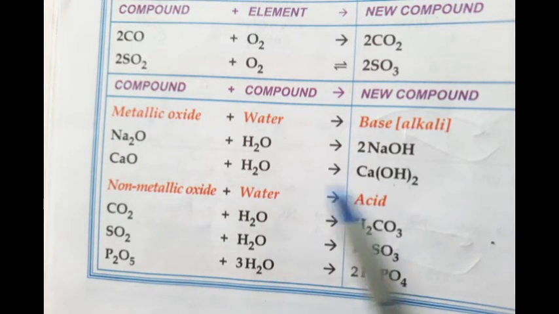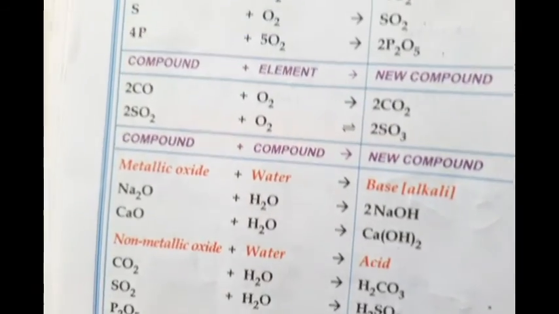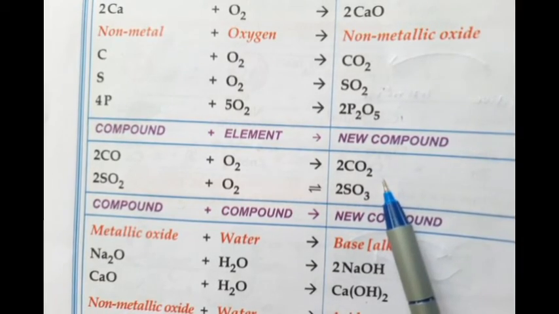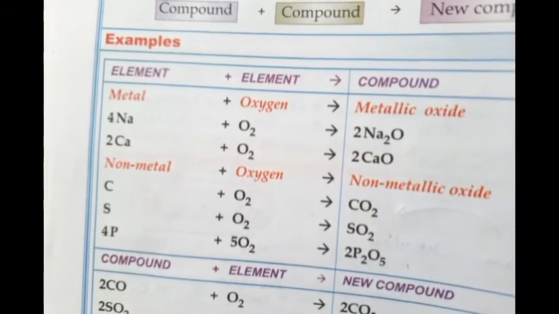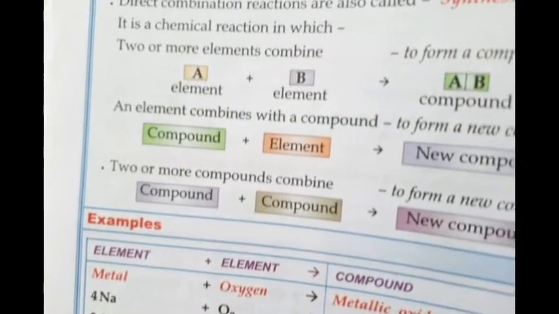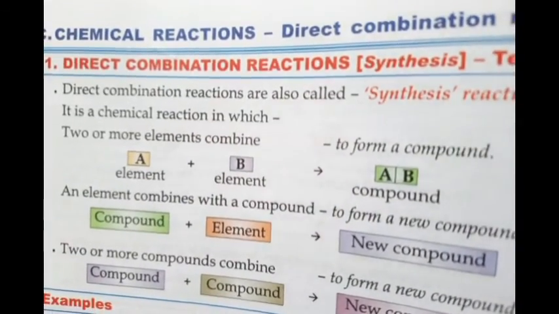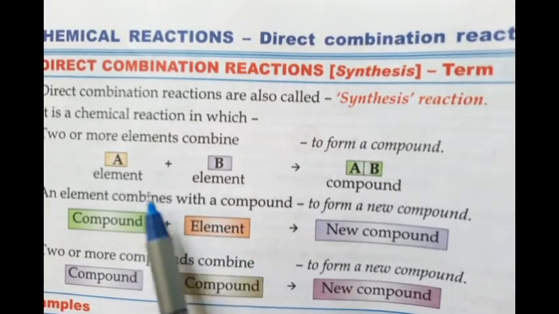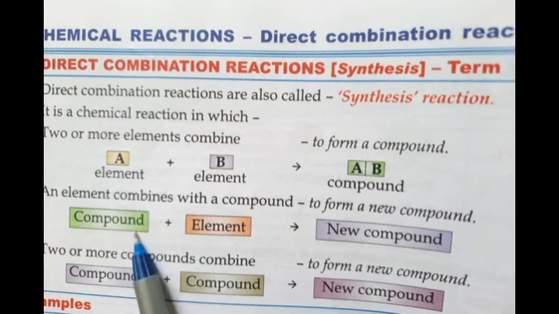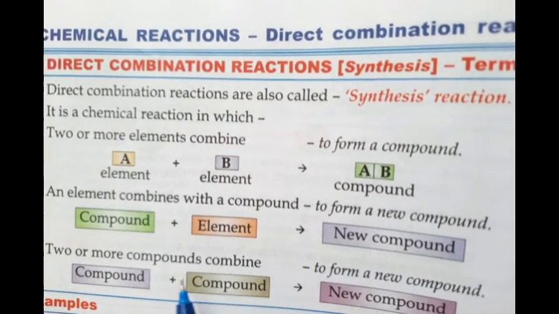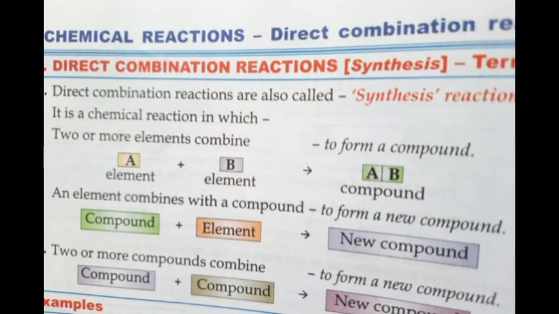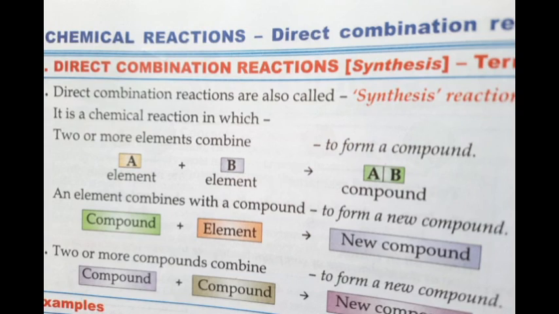Here compound and compound is combining to give you new compound. In this case, compound and element is combining to give you a new compound. In this case, element and element is combining to give you new compound. That means, students, combination reaction does not mean that only element and element combine to give you compound, but sometimes compound and compound may combine, sometimes compound and element also combine. So remember the definition of combination reaction with various examples to identify which reaction it is. Hope you all understood.